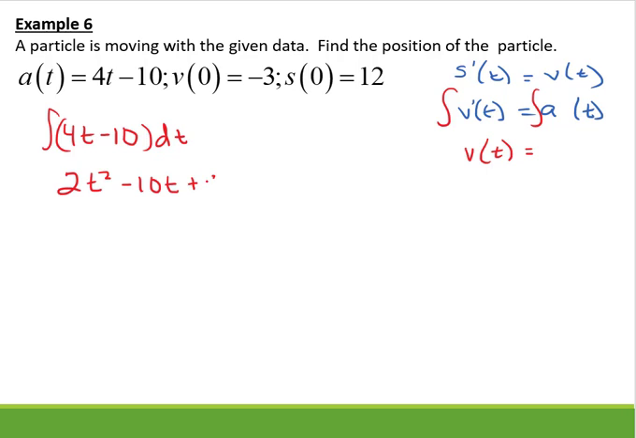This is called an initial condition. I give us an initial condition. I tell us the velocity at t equals 0 is 3, so that goes to 0, that goes to 0. That gets me my c.